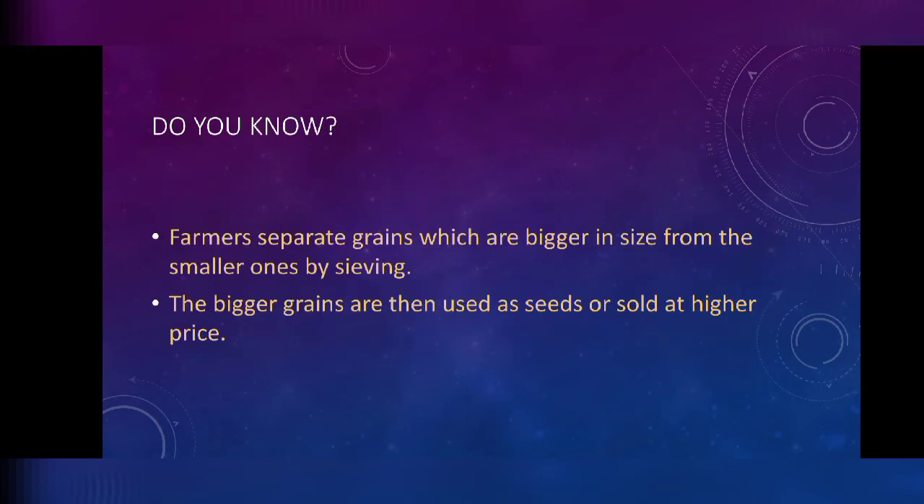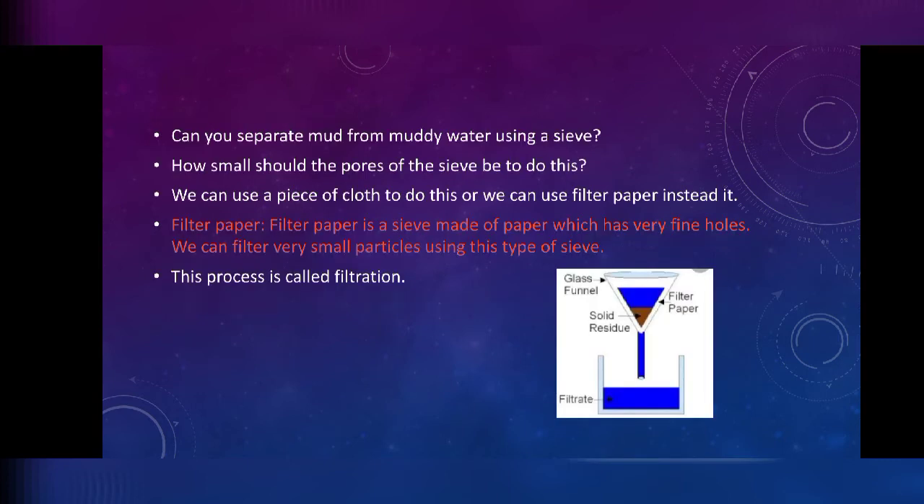Do you know how farmers separate bigger grains and smaller grains? Farmers separate grains which are bigger in size from the smaller ones by sieving method. The bigger grains are then used as seeds or sold at higher prices. Children, can you separate mud from muddy water using a sieve? How small should the pores of the sieve be to do this?